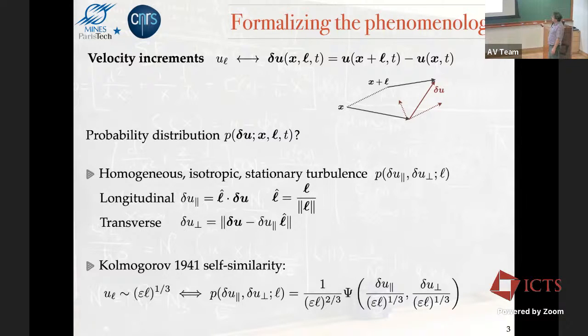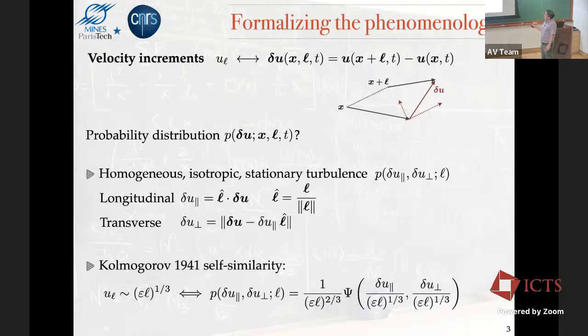You can see it this way: you take 2 points, x and x plus L, where L is a vector. Now you have 2 velocities at these 2 points, and you look at the difference between them. Of course, you can project it on the longitudinal direction, parallel to the separation between the 2 points, and on the transverse direction. So you have these longitudinal and transverse components of the velocity increment.